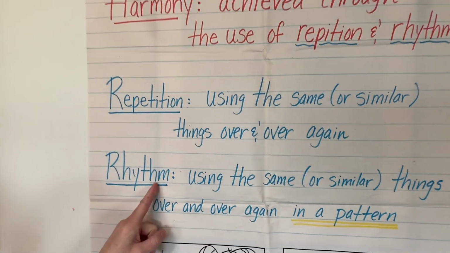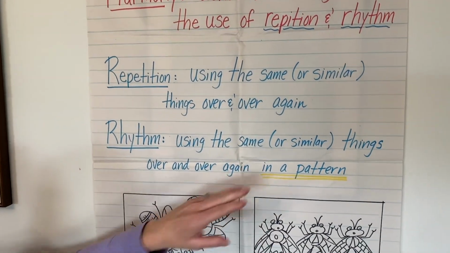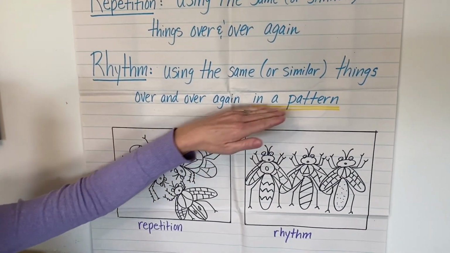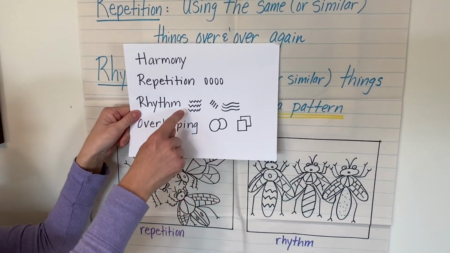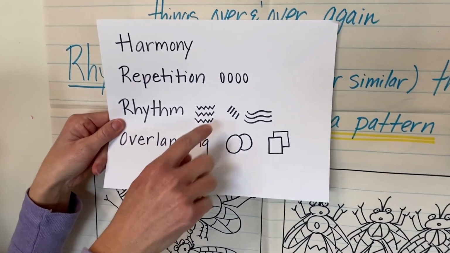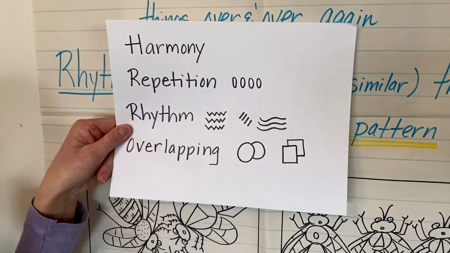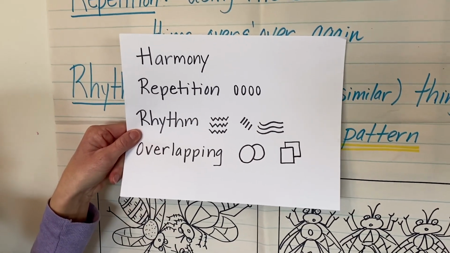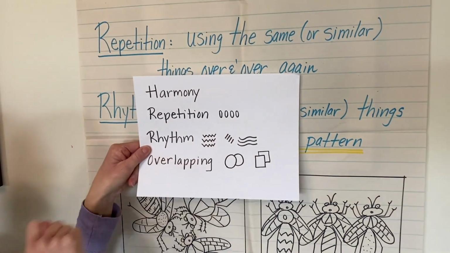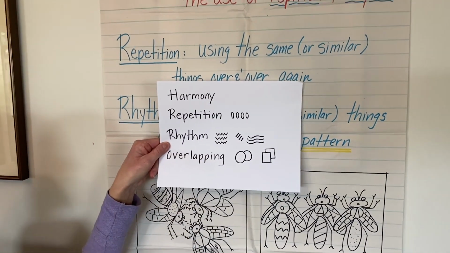Same thing goes with rhythm. Rhythm is using the same or similar things over and over again in a pattern. So here I have my pattern. It's a very simple concept, with lots of words to come up with that big concept, but it's just a bunch of zigzag lines, diagonal lines, wavy lines. Those are just some examples of it.